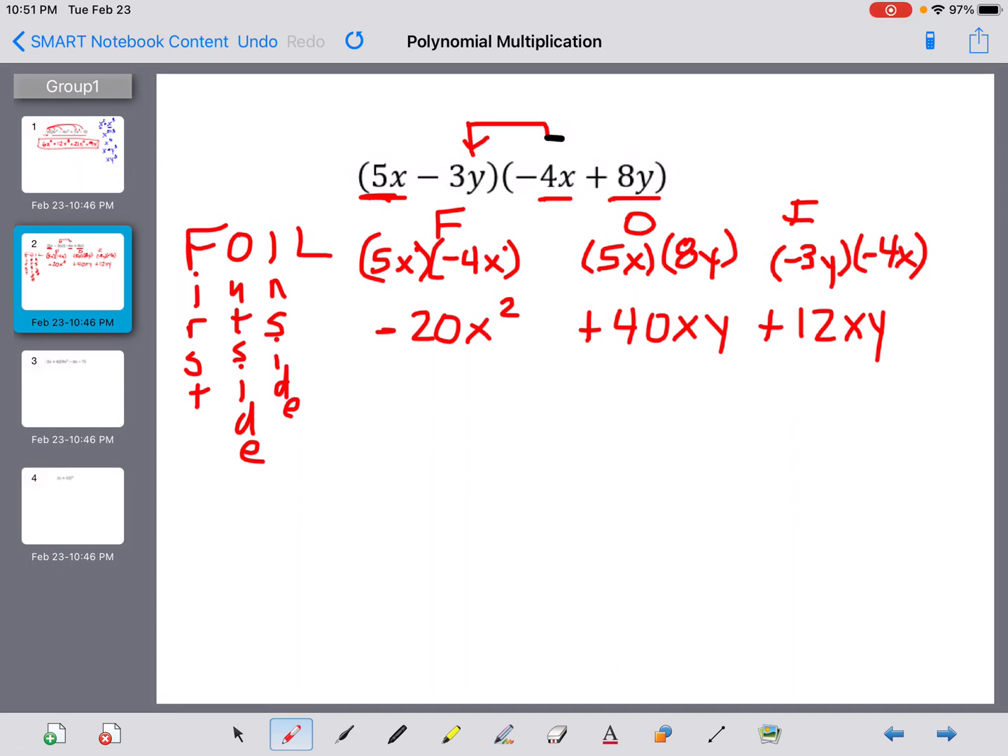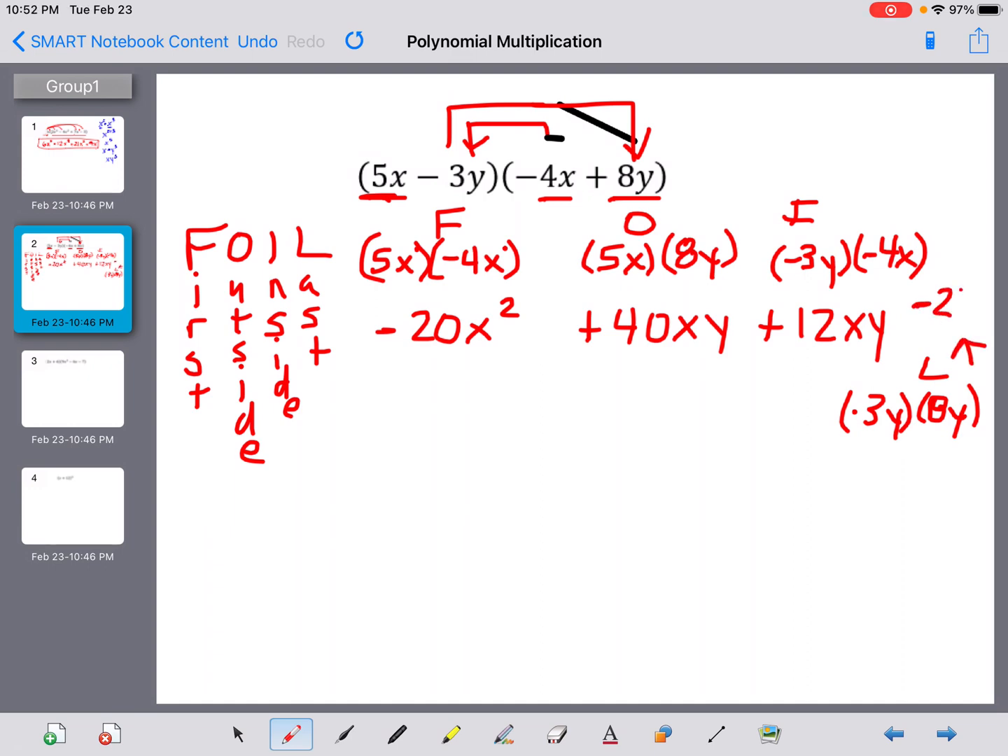And then the L stands for the last. So the last one on this side is negative 3y, and the last one over here is the 8y. I didn't do a good job of putting this all in one line, but hopefully this makes sense. So I'm going to just move it up here, it becomes negative 24, and a y times a y becomes y squared.